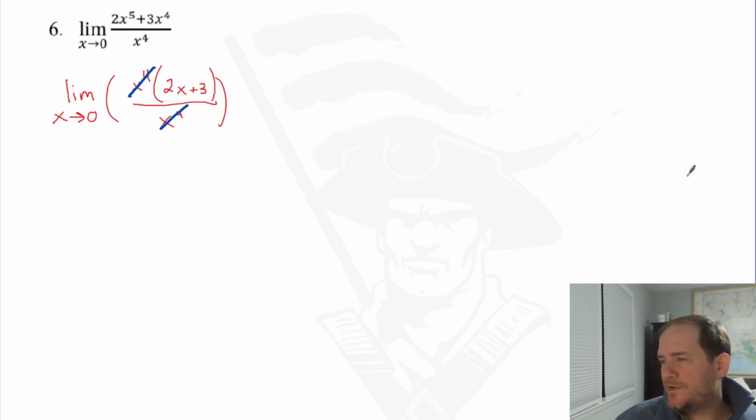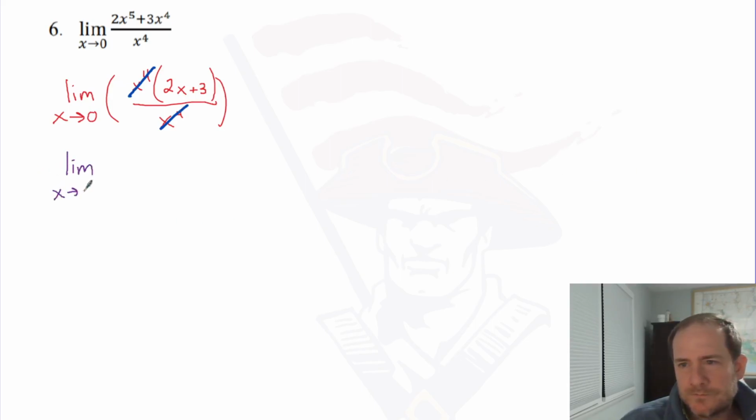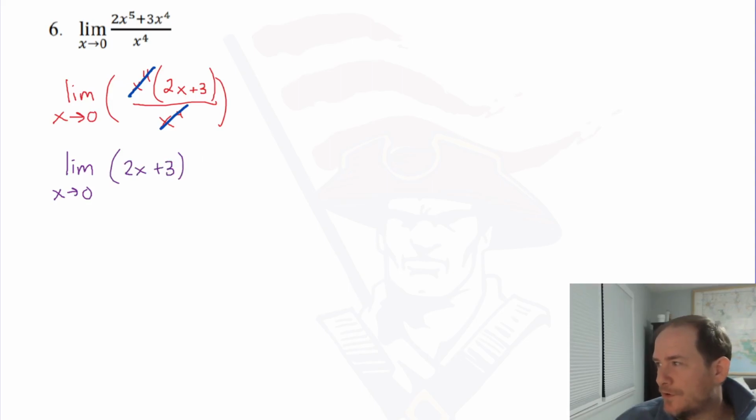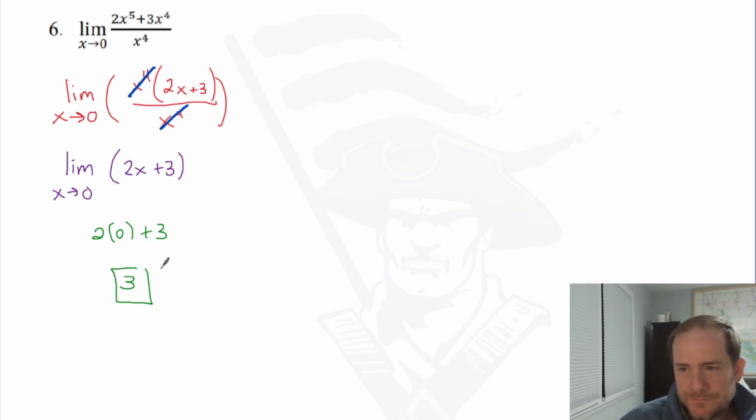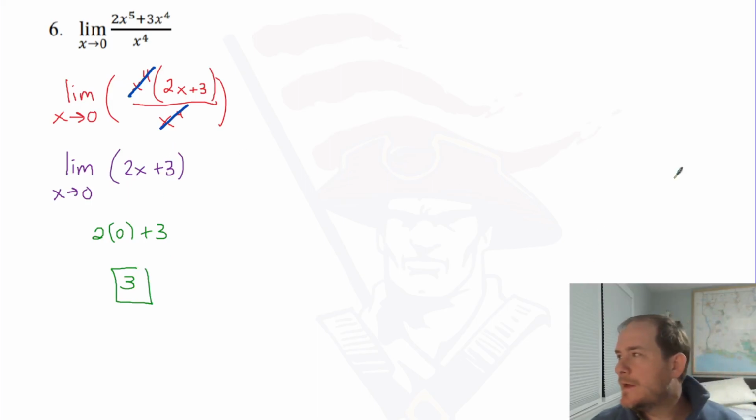So we now have a pretty simple limit. It's just the limit as x goes to 0 of 2x plus 3. Which, of course, we can just substitute right into. So this is 2 times 0 plus 3, which is 0 plus 3, so 3. And that's it. What about 7?